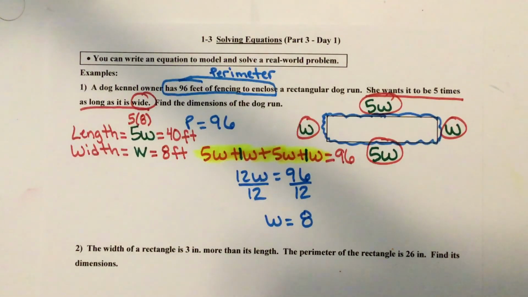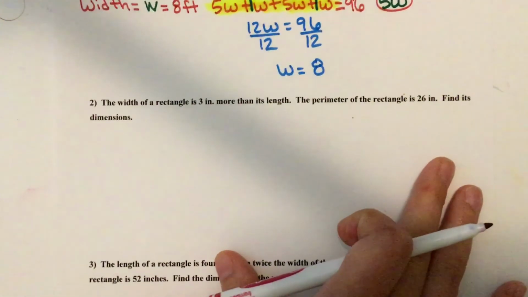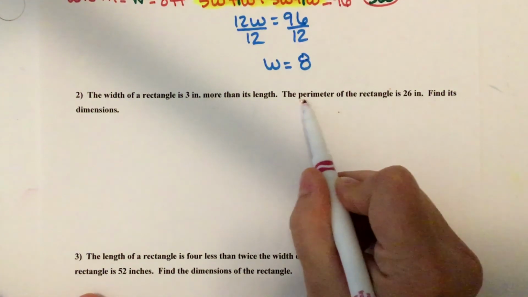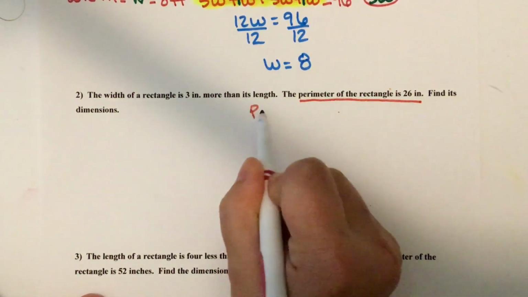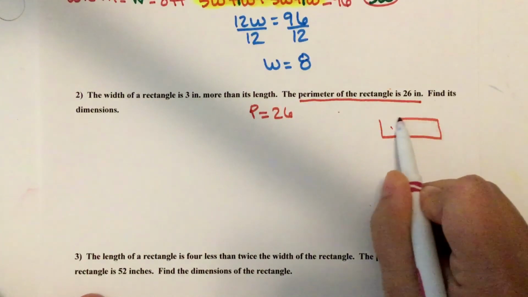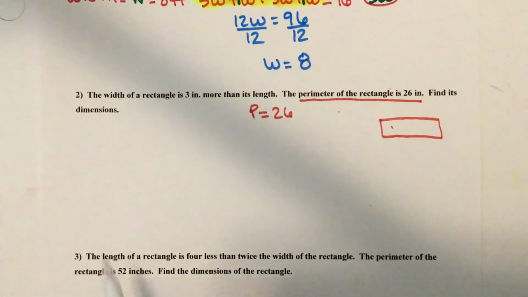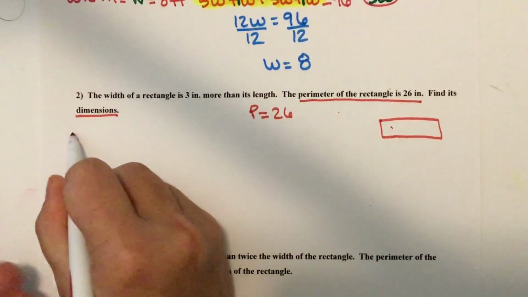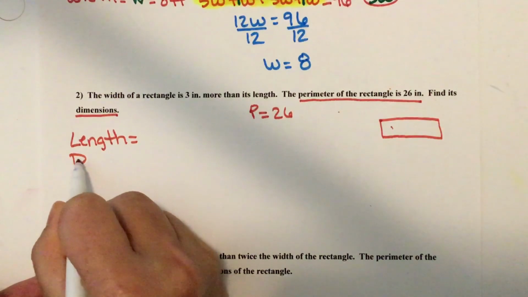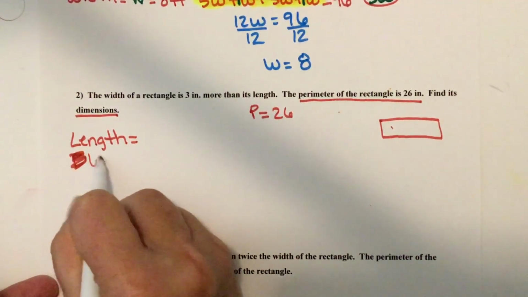All right, let's try it again. The width of a rectangle is 3 inches more than its length. The perimeter of the rectangle is 26 inches. Find its dimensions. Okay, once again, we're told what the perimeter is. I'm going to go ahead and draw us a picture of our rectangle. We want to know what the dimensions are, so we're trying to figure out something about the length, and we're trying to figure out something about the width.